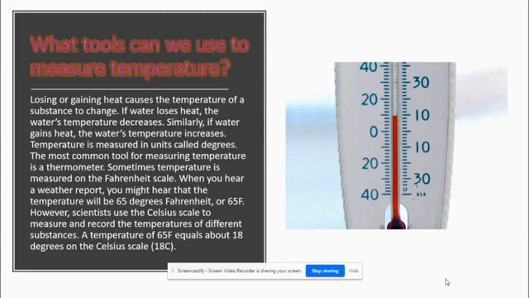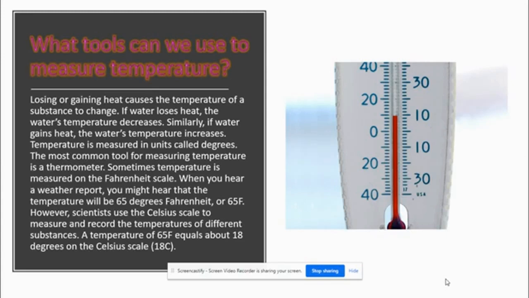The most common tool for measuring temperature is a thermometer. Sometimes temperature is measured on the Fahrenheit scale. When you hear a weather report, you might hear the temperature will be 65 degrees Fahrenheit or 65 F. However, scientists can use the Celsius scale to measure and record the temperature of different substances. A temperature of 65 degrees Fahrenheit equals about 18 degrees Celsius.